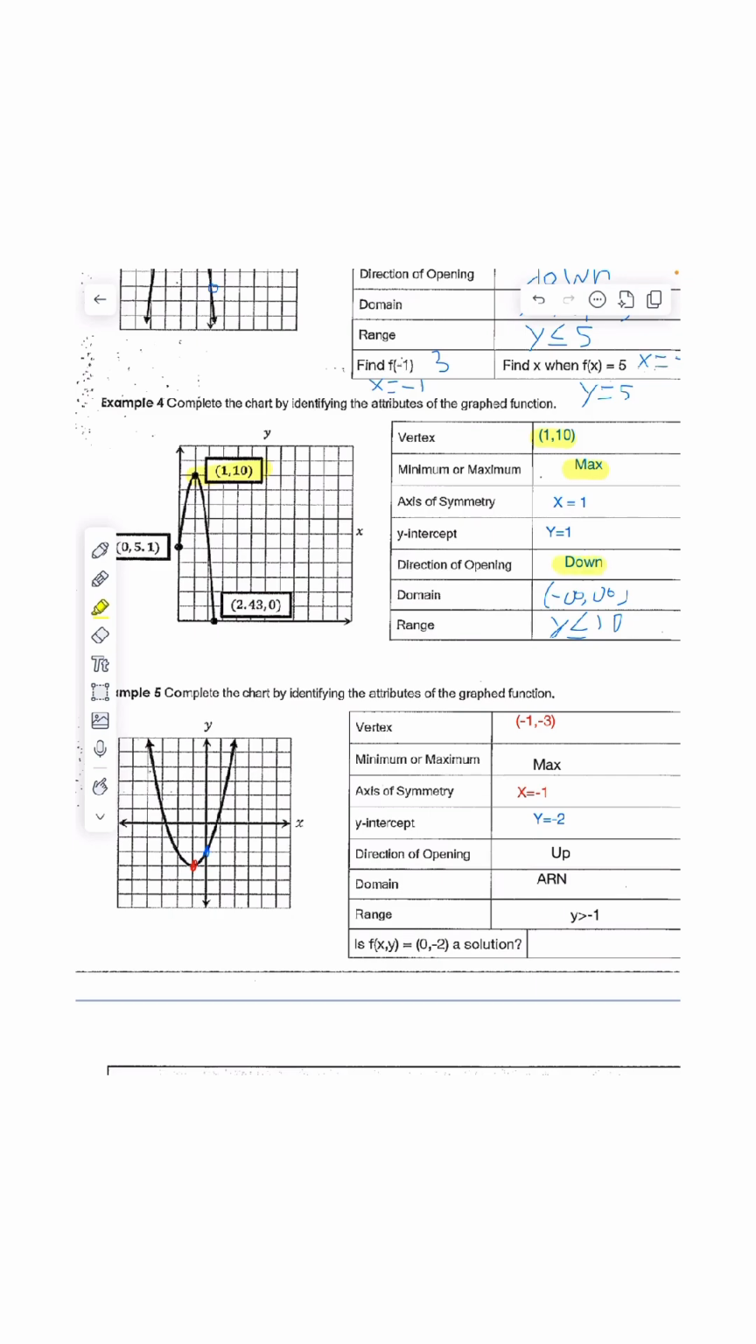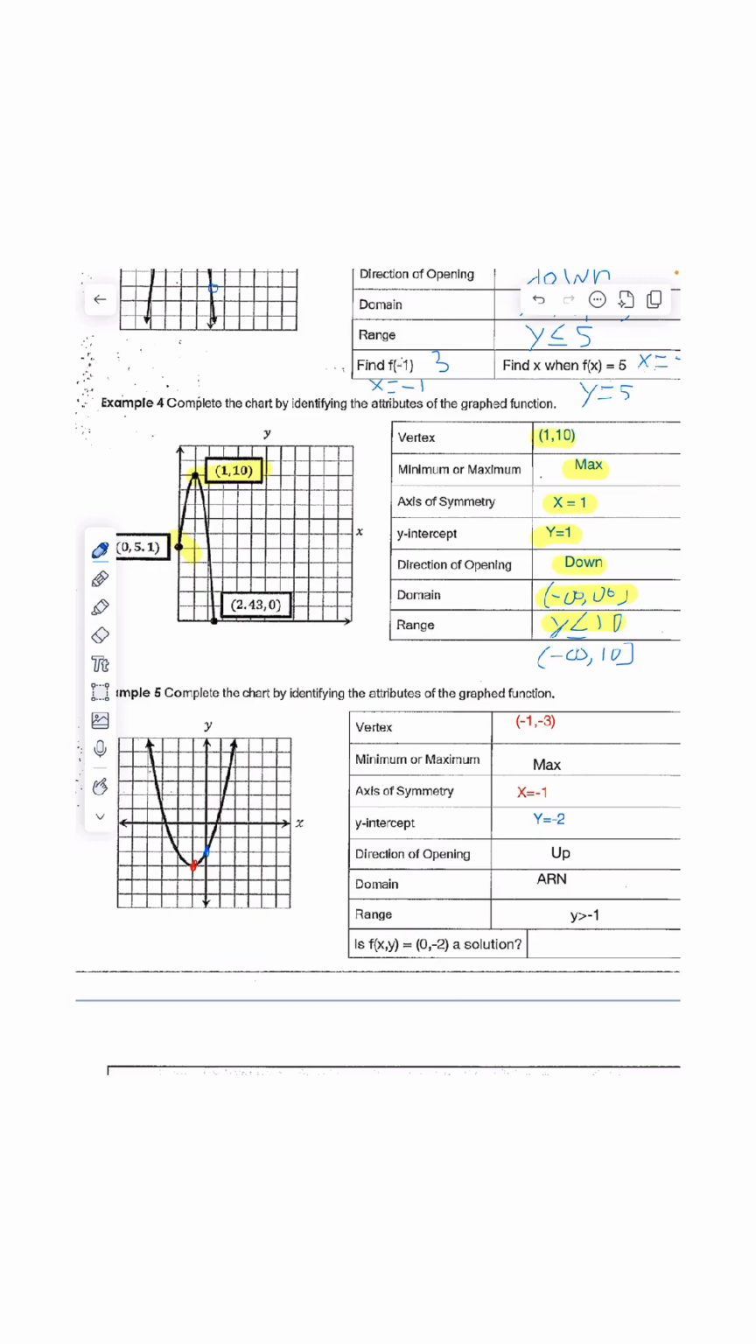My axis of symmetry, x will equal the x value of the vertex. My y-intercept is going to be right there, where y equals 1. My domain is going to be negative infinity to positive infinity, or all real numbers. And my range is going to be y is less than or equal to 10. I didn't write the other alternative, but it may be written as negative infinity to 10.